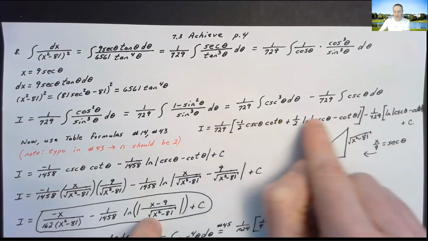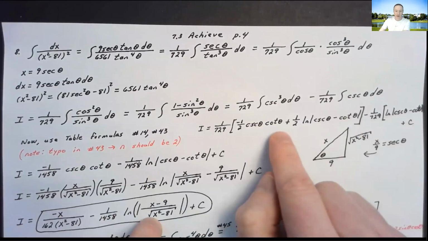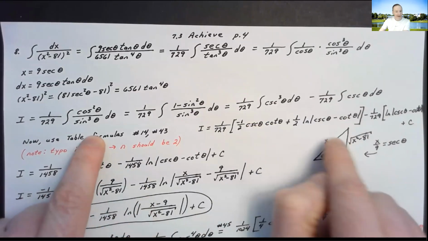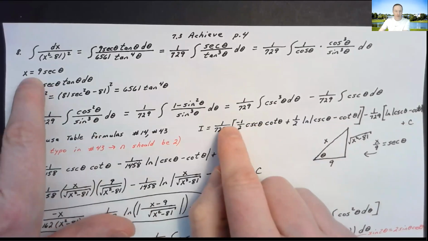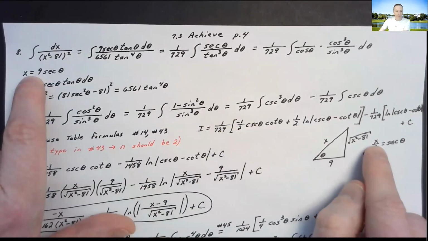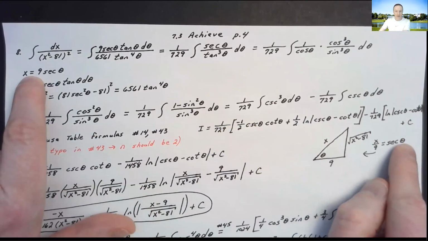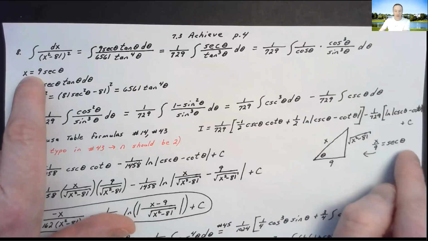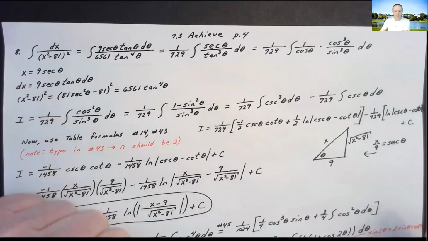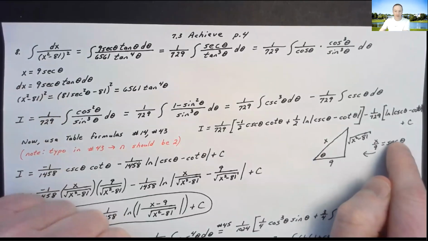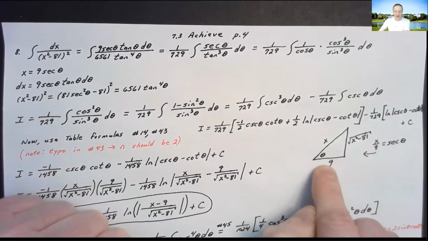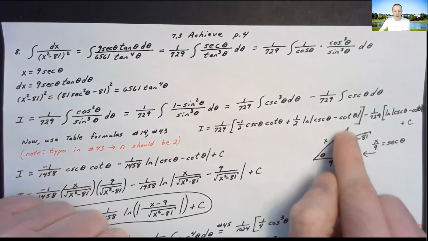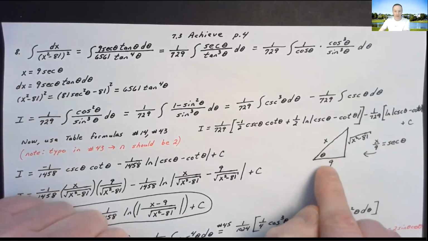Now, this would be the answer for the integral in terms of theta after using the table formulas, but I can't leave it in terms of theta, of course, so I can then go back to my original substitution where I can say, well, this is equivalent to x over 9 being the secant of theta. Use that to generate your table. We know secant's the reciprocal of cosine. Cosine is adjacent over hypotenuse. So secant is hypotenuse over adjacent. Hypotenuse is x, adjacent is 9. That means the other leg of your triangle has to be the square root of the hypotenuse squared minus the other leg squared, x squared minus 81.